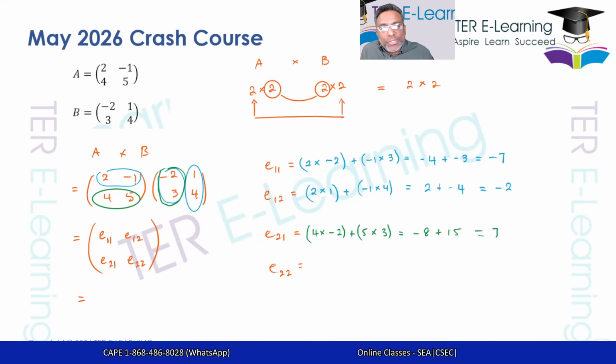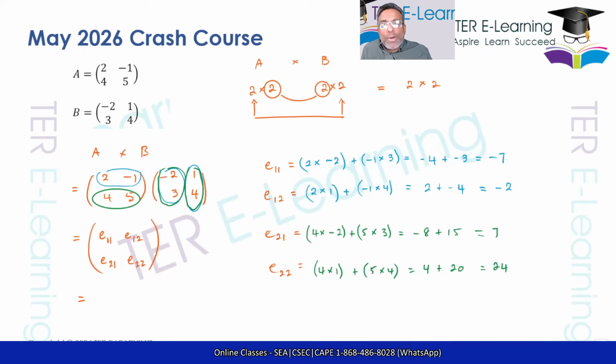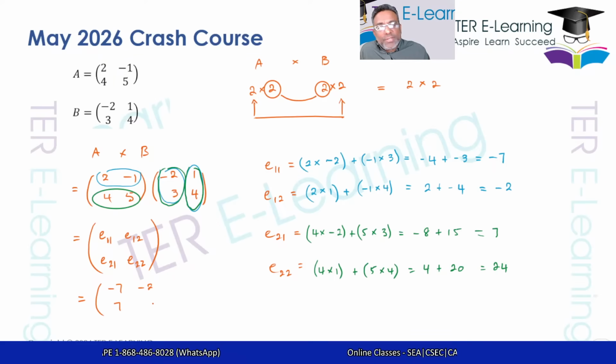And then the last one now, we're going to use the same row here, 4, 5. And now we're going to switch to this column here. So that's going to be 4 by 1 plus 5 by 4. So that's going to be 4 plus 20. So that's 24. So right now I have all the elements that are supposed to be my answer. So my answer will be minus 7, minus 2, 7, 24.